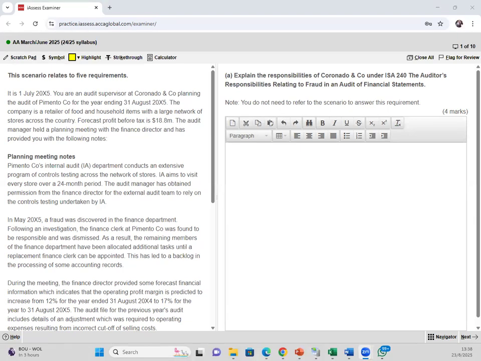The questions are grouped into two. They are knowledge questions, which don't need you to apply the case, like the one we are looking at on the screen. By the way, this is March, June 2025. Hopefully you all attempted.